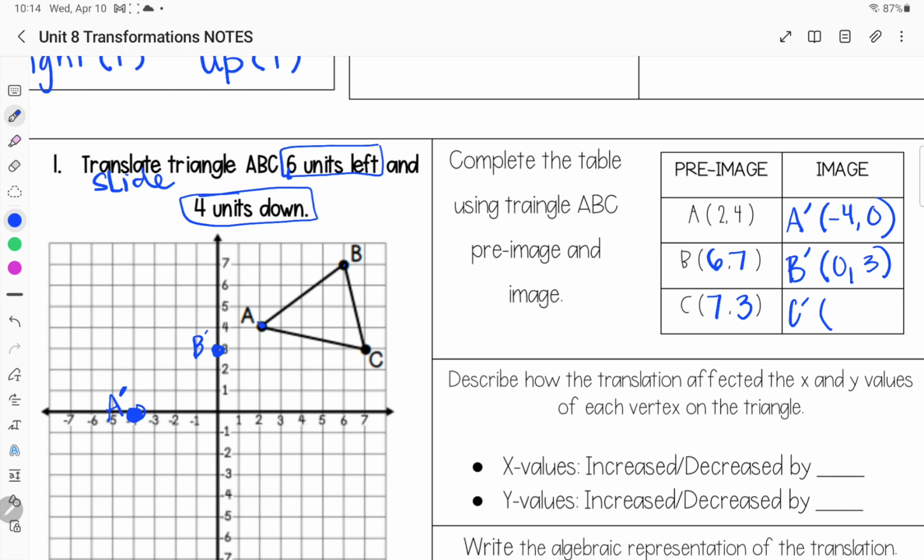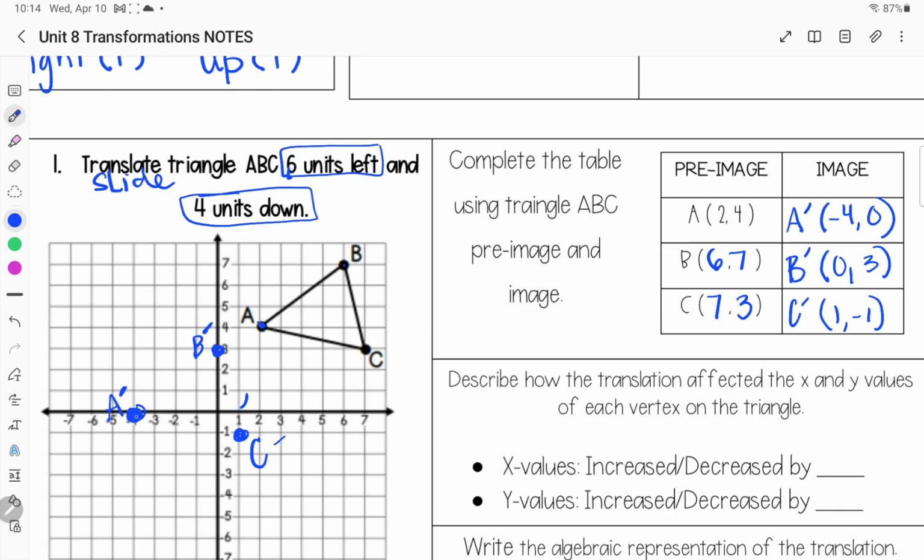And then my last one would be C prime. I could go C would go 6 units to the left. So 1, 2, 3, 4, 5, 6. And 4 units down, 1, 2, 3, 4. And that would be at 1, negative 1. Connect those.